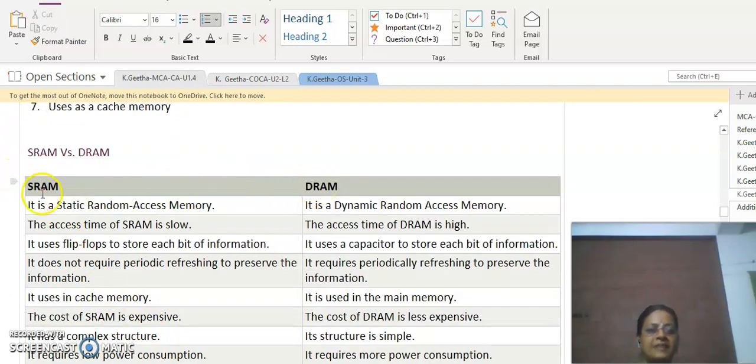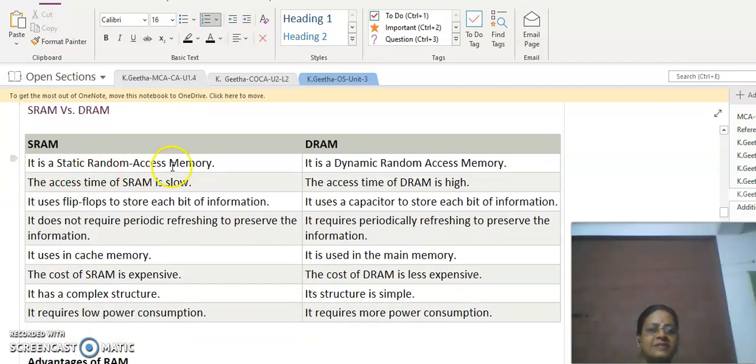So here we tabulate the difference between the static RAM and dynamic RAM. As the name implies, SRAM stands for static random access and DRAM stands for dynamic random access. Of course, the access time is going to be slow here, whereas it is high here. The basic component used here is the flip-flop, whereas here we use capacitors. Because it is not using capacitors, it needs no refreshment.